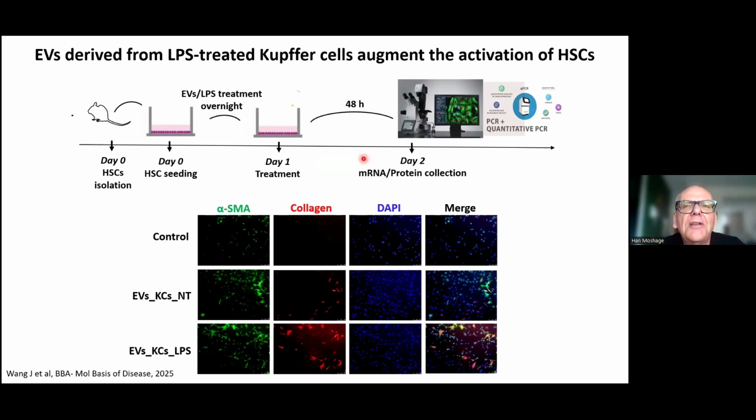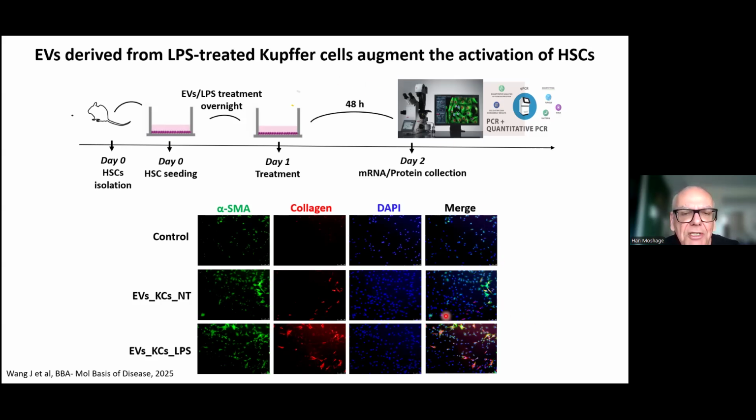Then we took it one step further because we isolated our extracellular vesicles from normal, non-activated Kupffer cells. But we know that in injury, Kupffer cells are activated. So we activated the Kupffer cells in our culture with endotoxin, a bacterial product, lipopolysaccharide. We added that to the Kupffer cells and then isolated the extracellular vesicles and then added it to the stellate cells. So then we did the same experiment as in the previous one, but now we use extracellular vesicles from activated and not normal Kupffer cells.